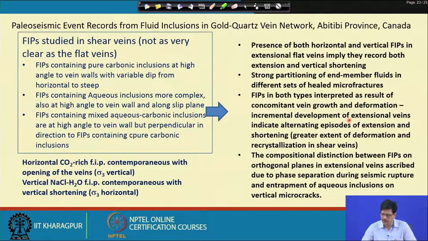concomitant vein growth and deformation, incremental development of extensional veins. They indicate alternating episodes of extension and shortening, and the compositional distinctions between these fluid inclusion planes on orthogonal planes can be explained as due to the phase separation during the seismic rupture and entrapment of the aqueous inclusions on vertical microcracks.